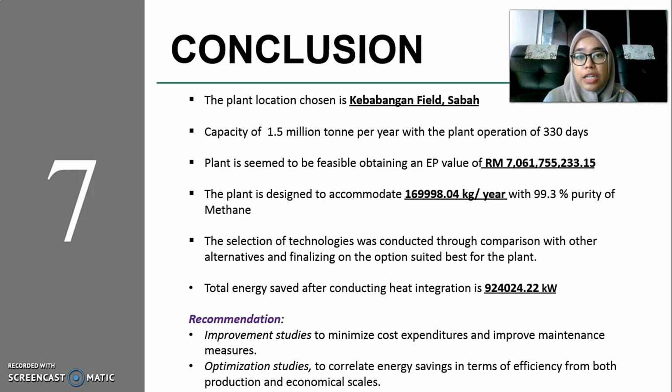So the selection of the technologies that have been done in our project is through the comparisons with the other alternatives and finalizing the best option for our plant. So the total of energy saved for our FLNG plant is around 924 megawatt after conducting the heat integration process. So for the recommendation, there are two recommendations. The first one would be the improvement study in order to minimize the cost and to improve the maintenance of our plant. The second one would be the optimization study to correlate the energy saving in terms of efficiency for both production and economical.